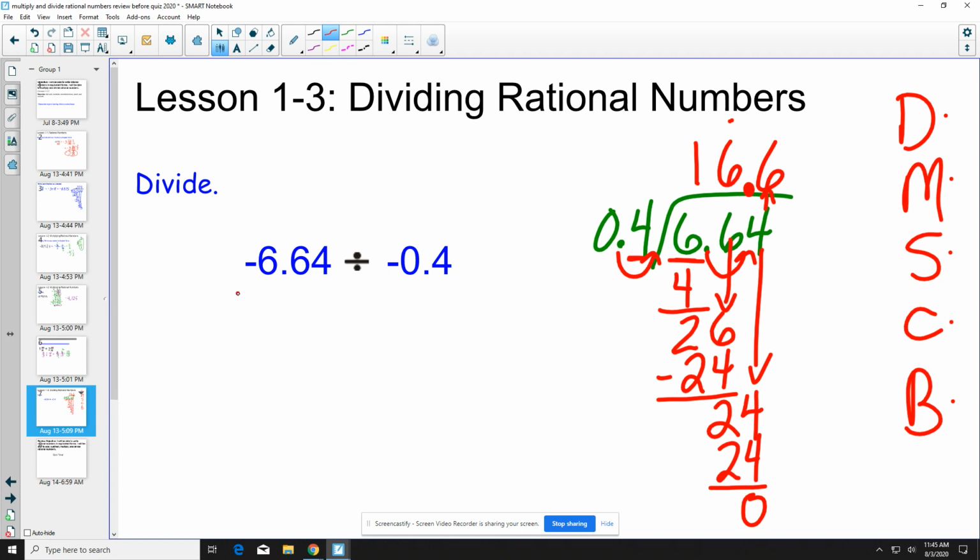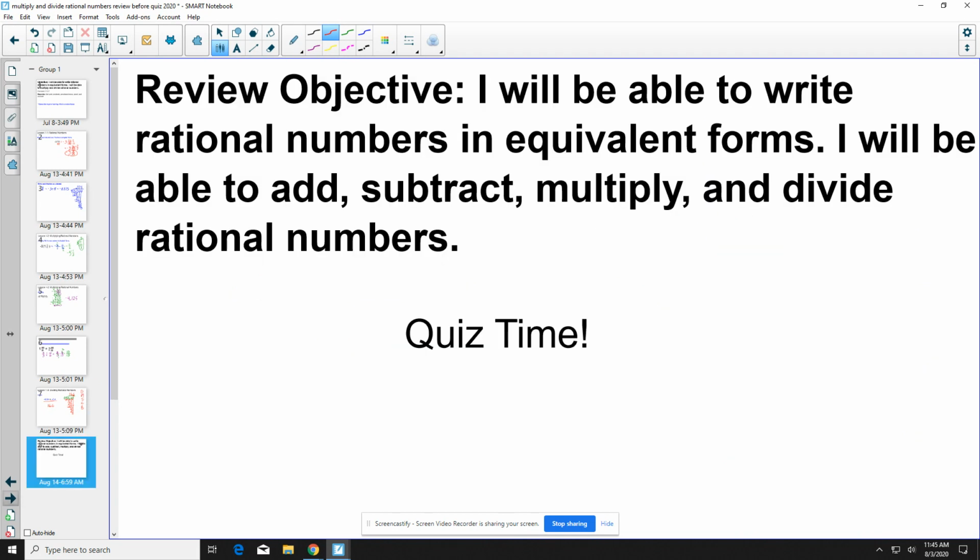I go back and I notice I got a negative divided by a negative. The negative divided by a negative is a positive, so this would be a positive 16.6. Okay, now you are ready for your quiz.